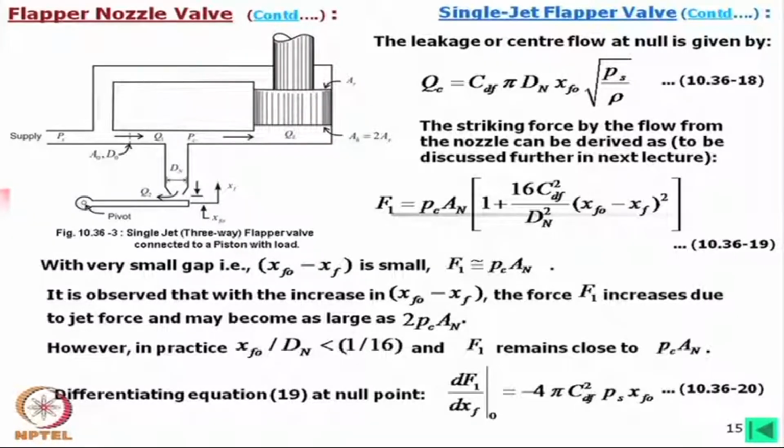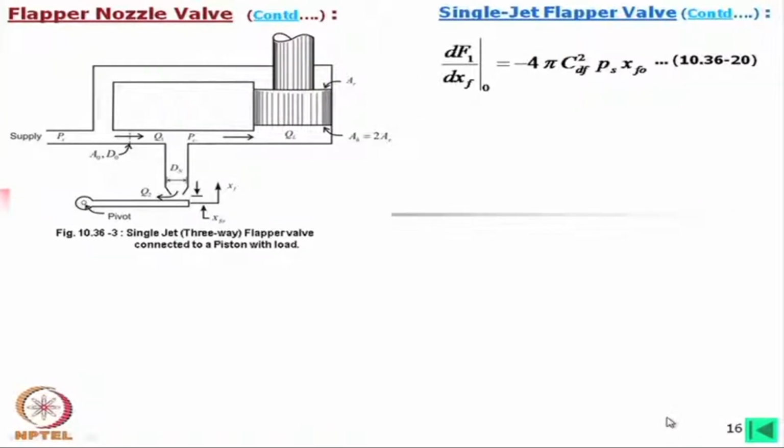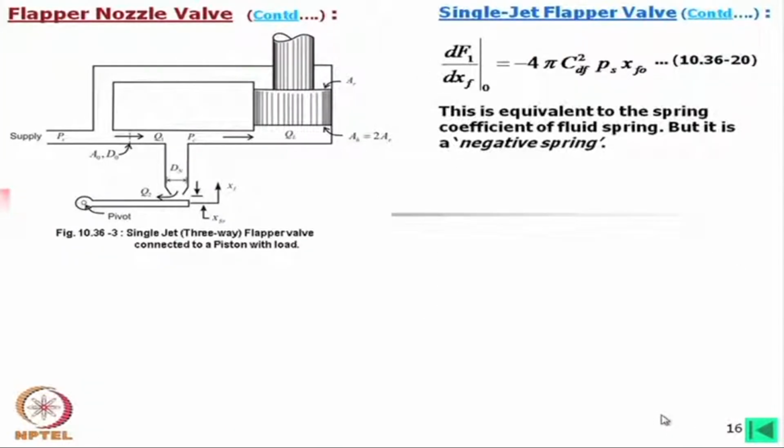Differentiating equation 19 at a null point, we get this expression: df1 by dx0 is this much. This is equivalent to the spring coefficient of a fluid spring. Okay. If you compare this with a mechanical spring, this is as if a fluid spring with this much stiffness, but it is a negative spring. What does it mean? What is a negative spring?